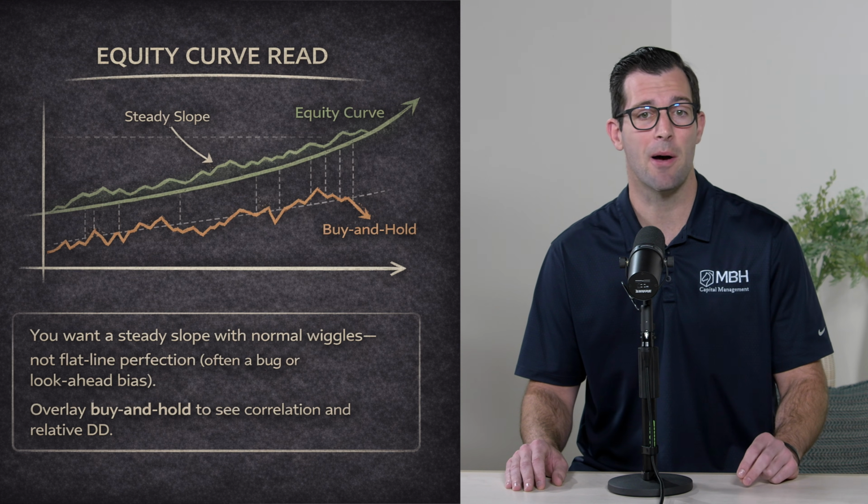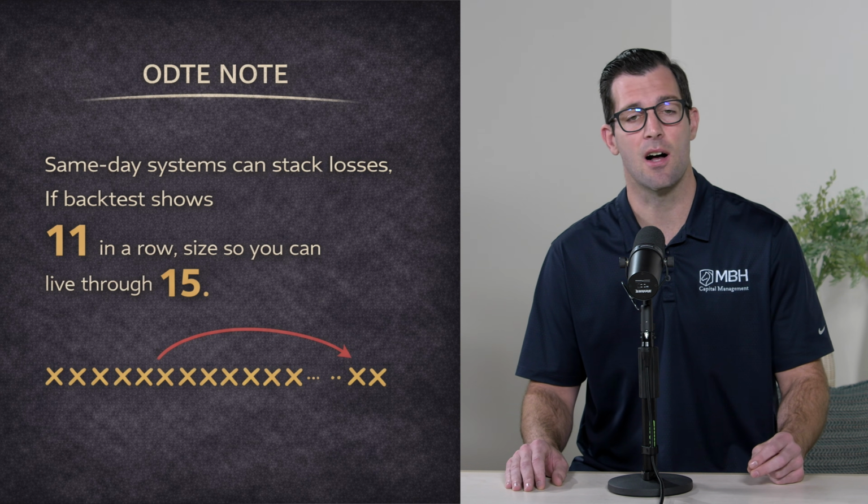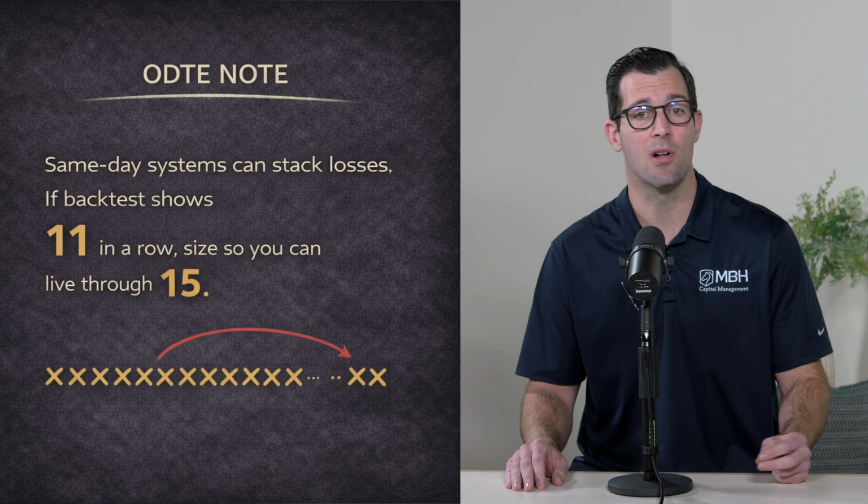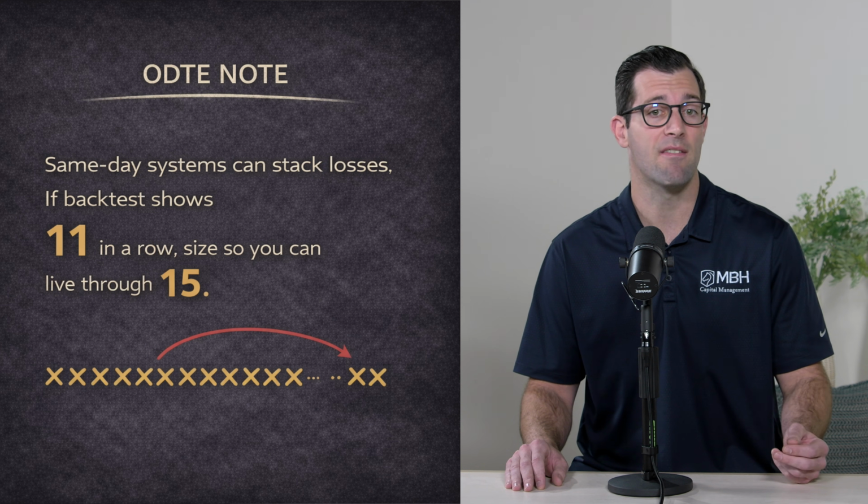We also want to think about same-day systems that can stack losses in a backtest. If we show potential 11 loss in a row, size like you could have 15.